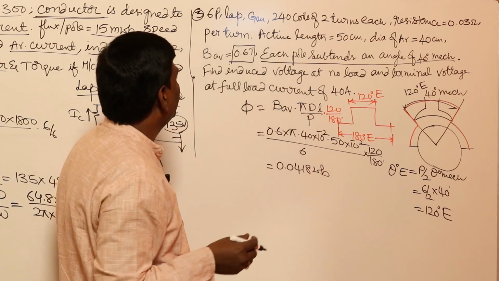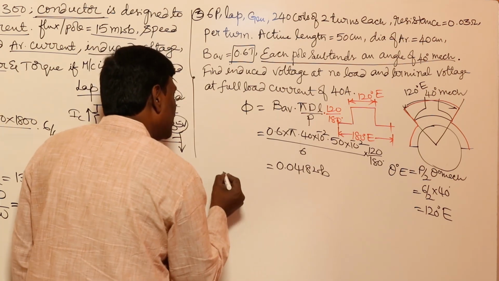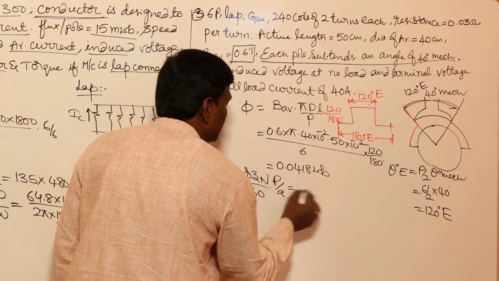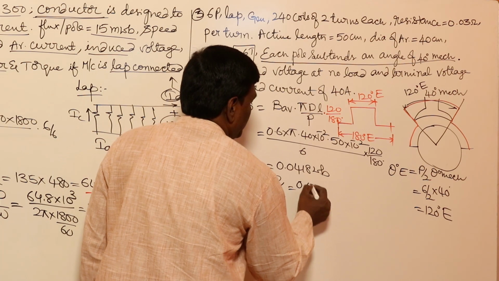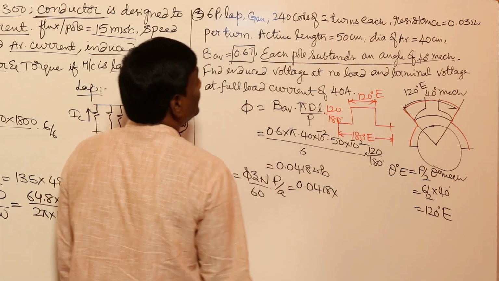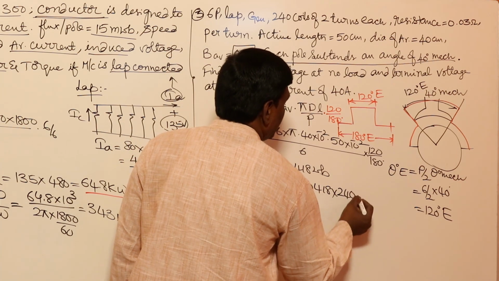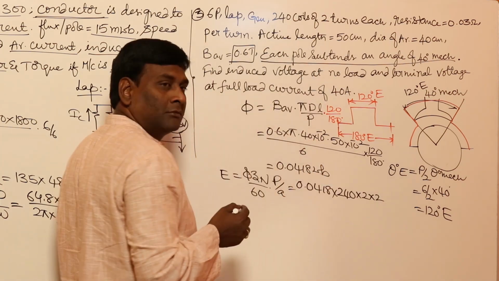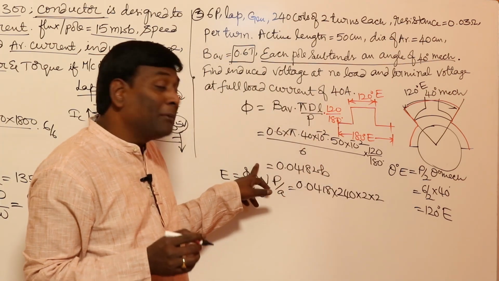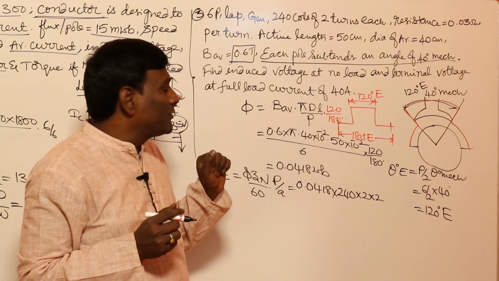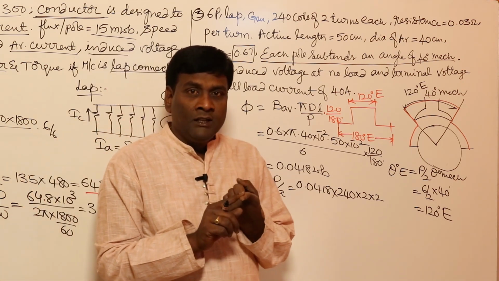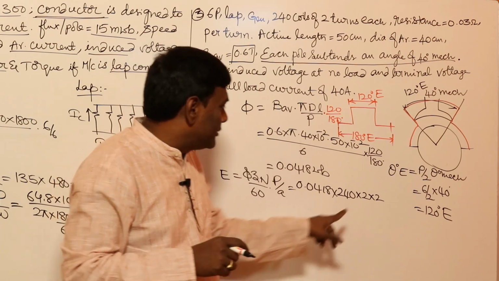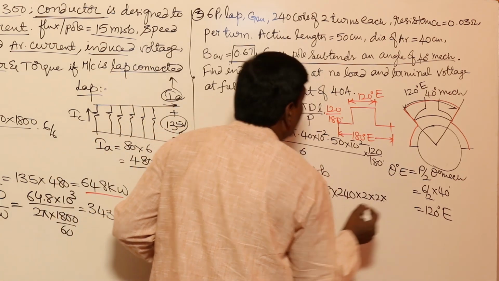Now remaining it's actually very simple. Now find induced voltage at no load. How much is induced voltage? Simple. Pi Z N by 60 into P by A. How much is pi? 0.0418 into Z. 240 coils are there. In each coil 2 turns are there. In each turn 2 conductors will be there. Okay, Z into how much is speed?